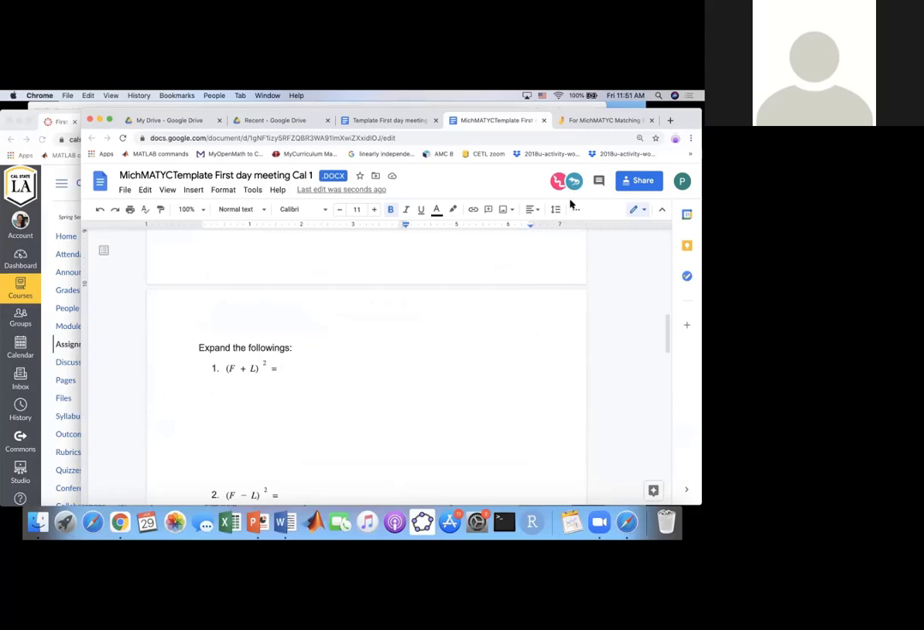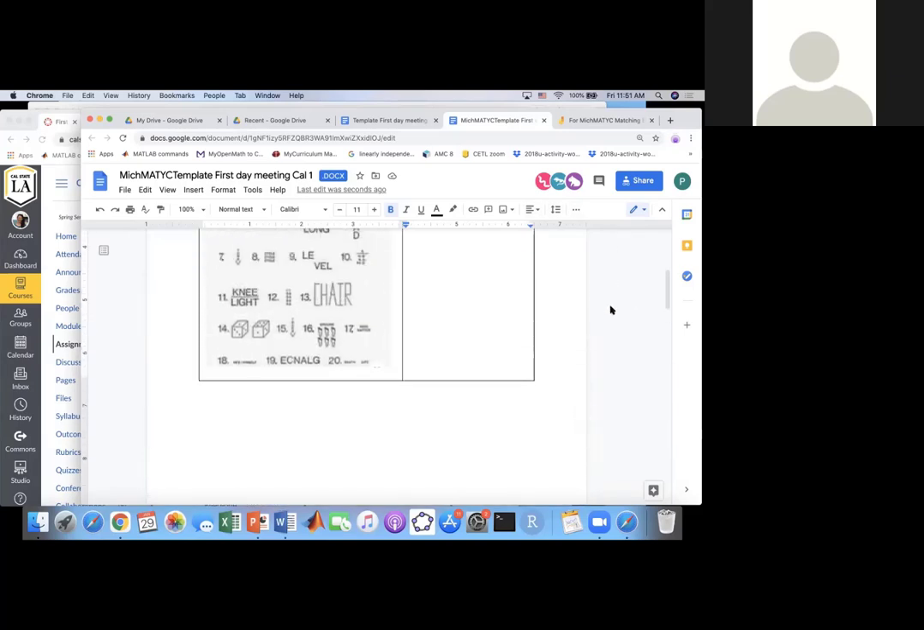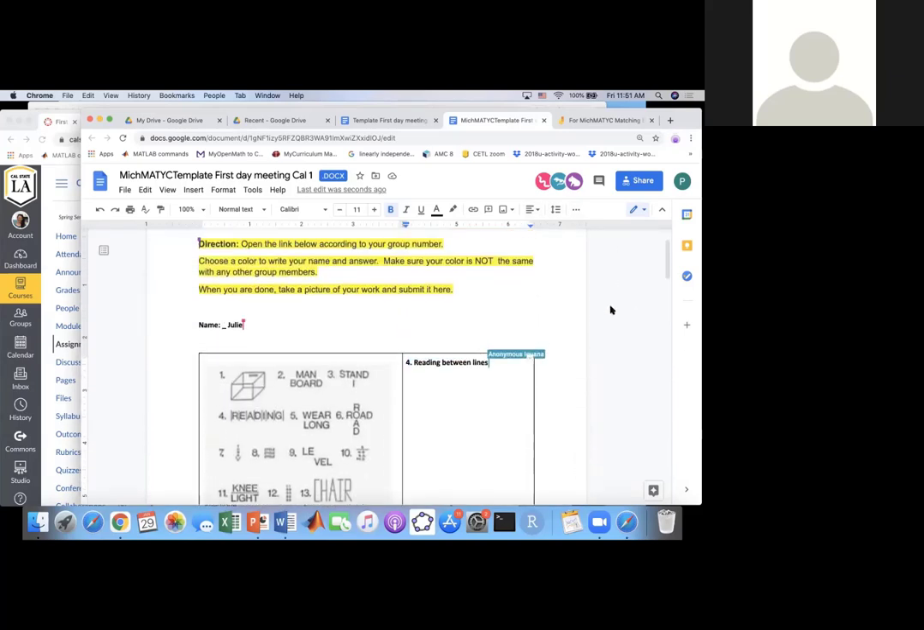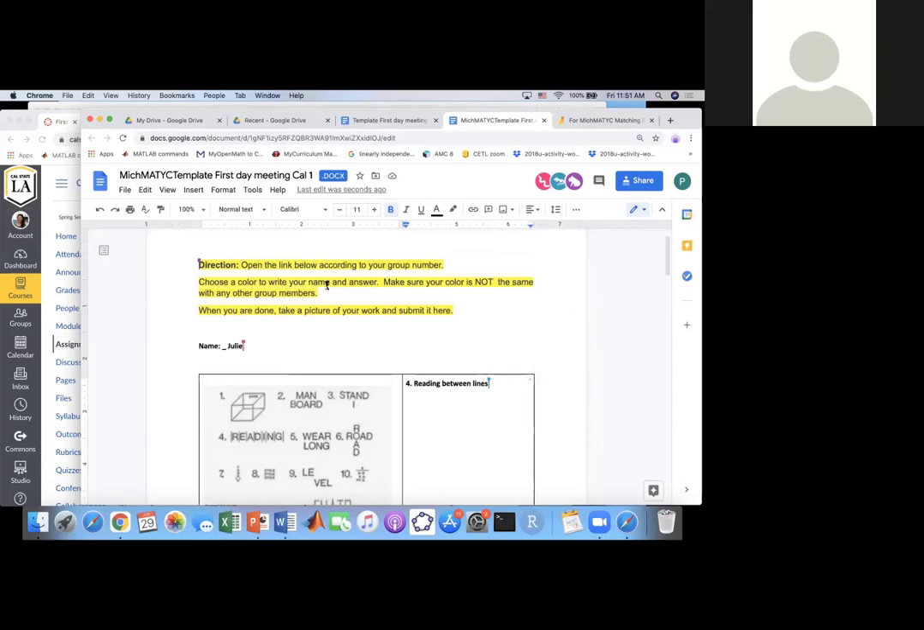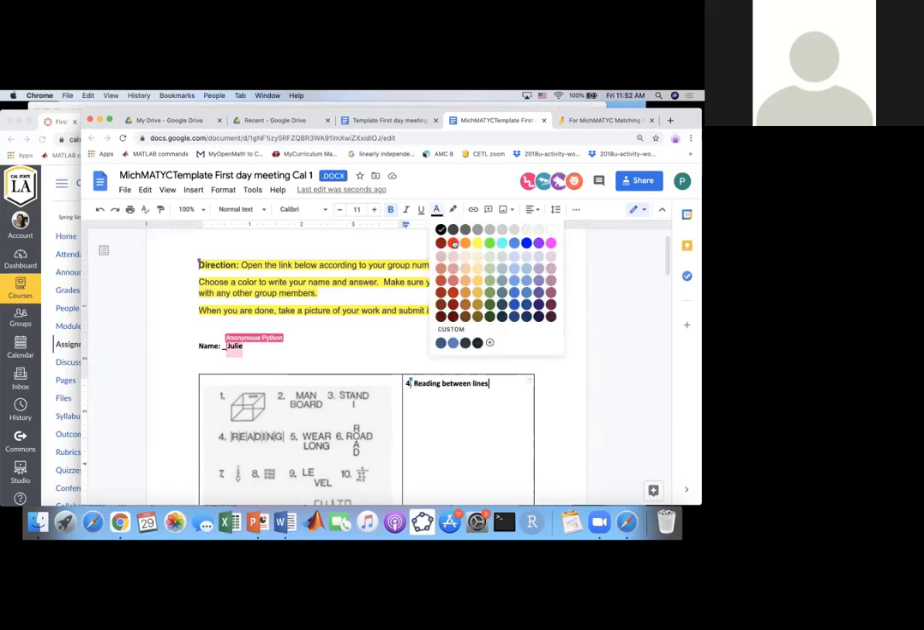So anybody can come here. You do the same thing as with Jamboard. You give each group a link and then they interact here. And when they go in, you ask them to cue a caller to write the name and answer. So if you go here, you click on this one right here, you cue the caller that you write with your name on this. So this part right here. So I can cue my name, yeah, Julie.